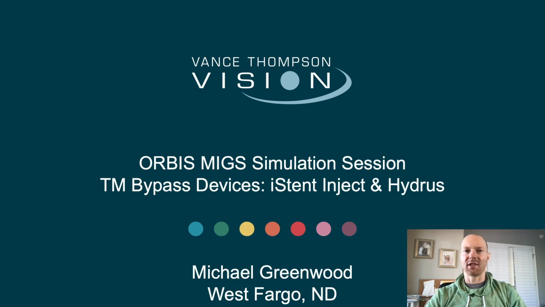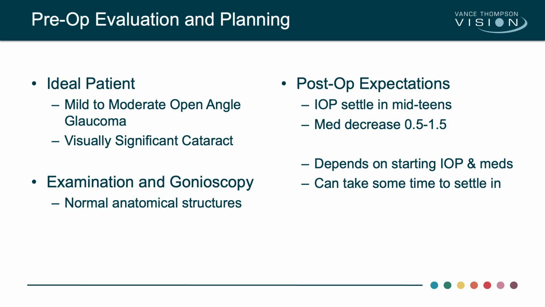Hi, my name is Mike Greenwood, and today I'm talking to you about trabecular meshwork bypass devices, specifically the iStent inject and the Hydrus microstent. The ideal patient for these devices is mild to moderate open angle glaucoma, and in the US, they're indicated to be done at the same time as cataract surgery.